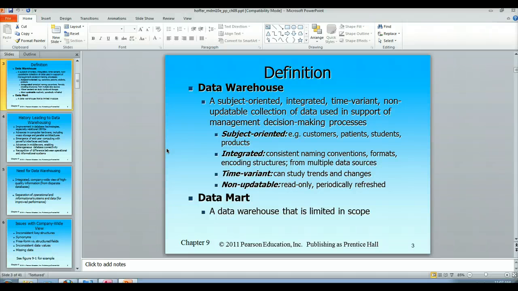So those are the beginnings of the definitions. You know, what is a warehouse? Why do we use it? And the breakdown into data marts. So that is the end of my video lecture on the definition of data warehousing.